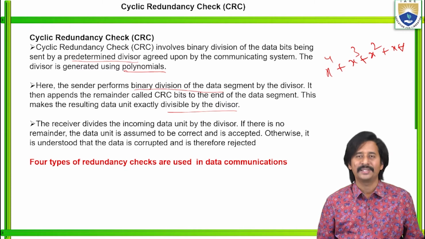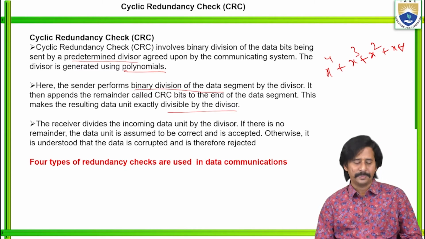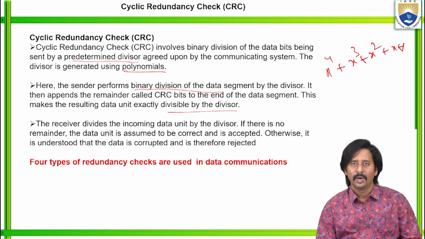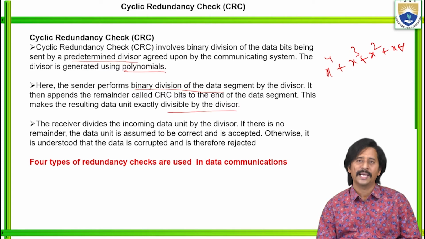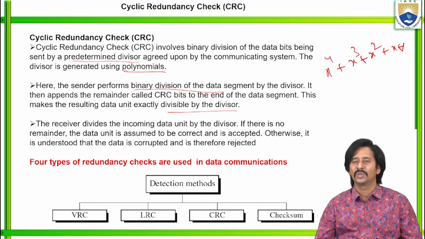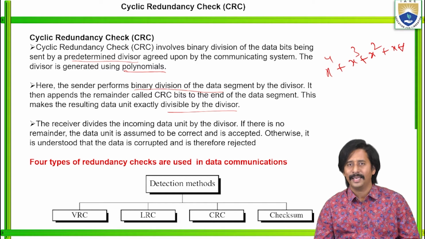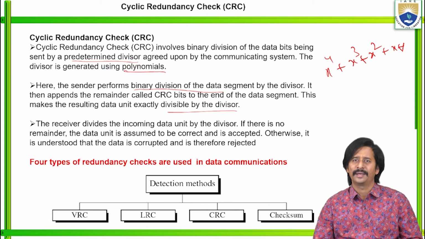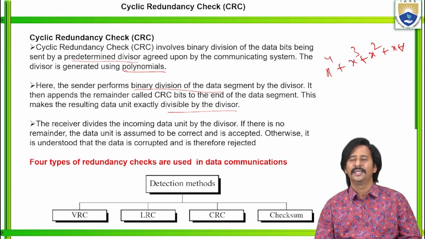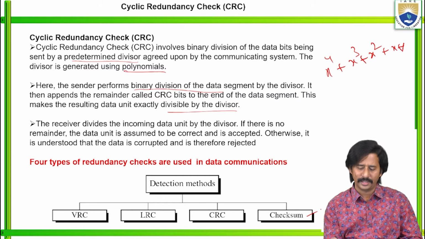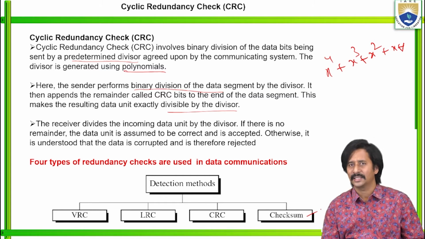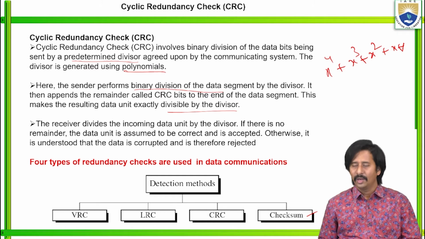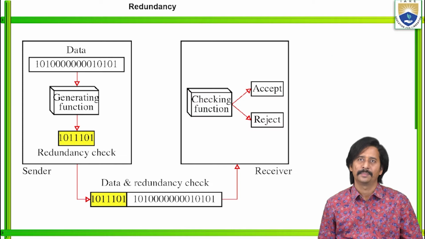So for cyclic redundancy check, we have 4 types of redundancy checks. Particularly in data communications, we use either of these 4 types of redundancy checks. What are those 4 types? Detection methods like VRC, vertical redundancy check, longitudinal redundancy check, cyclic redundancy check, and checksum. We already discussed the checksum, right? So these are the 4 types of redundancy checks in data communications: VRC, LRC, CRC, checksum.